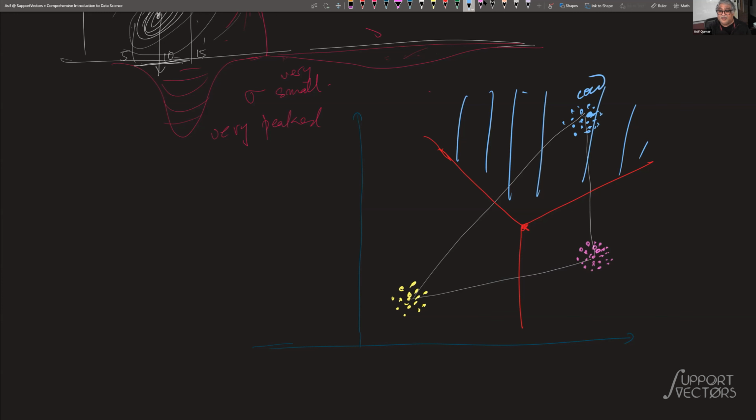Suppose this was cow, right? And you can declare this entire region to be, let's say, duck.